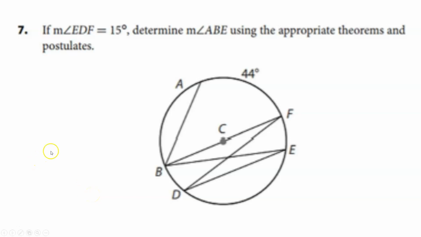Welcome back to number 7, part 2 of 15.1. So again, we're going to go ahead and highlight and find where EDF is on our picture. So there is EDF, and that's about 15 degrees. What we're going to do is try and find ABE.